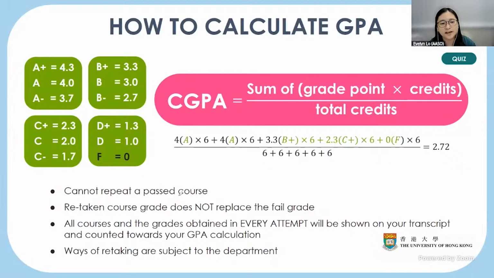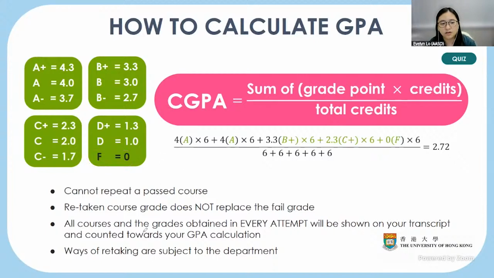Important notes, you cannot repeat any past course. So if you get any grade that's in the white here, you cannot repeat that course. And for retaking courses, it does not replace the failed grade. So no matter how many times you do, or no matter how well you do in the replacement course, the 0 will always stick with your GPA.